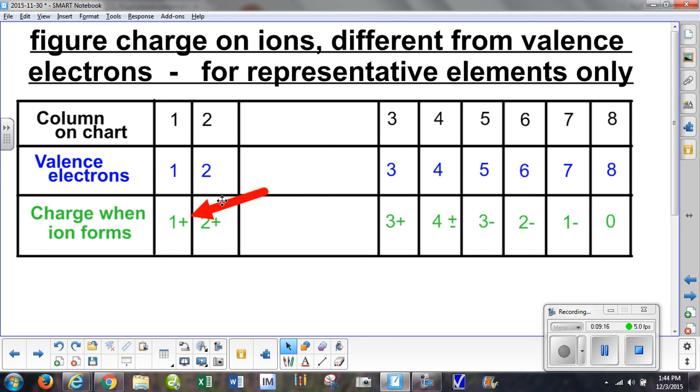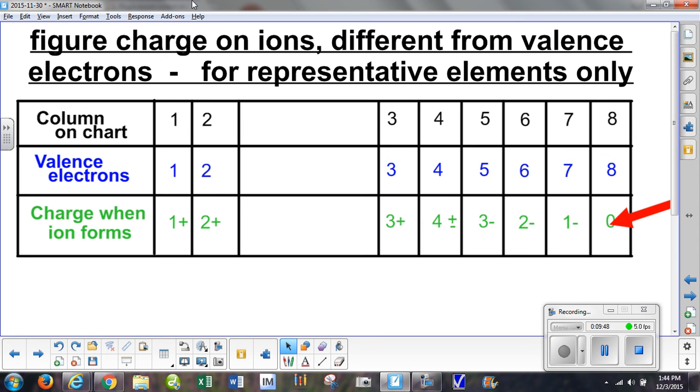And here, you will also see the charge. Can everybody see this? Charge is 1, 2, 3, and then here in the middle, it goes plus or minus because it's dead center. So it could go this way or it could go this way. And as you go further to the right, column 5, you see a 3 minus, 2 minus, 1 minus, and 0.